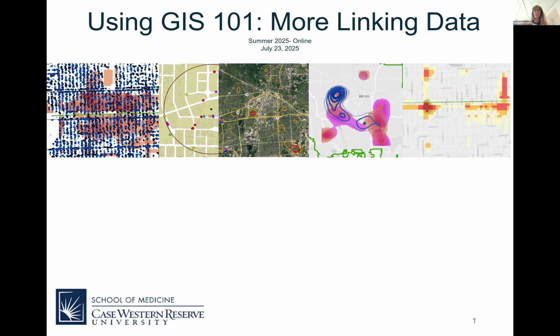So today we're going to jump in a little bit further and talk more about linking data. Specifically, I'm going to talk about using point data. So this would be what you have for your patients, like patient home address, or it could be clinical data in terms of where locations of clinics are, but it can be other things too. So we're going to just go ahead and jump into this.